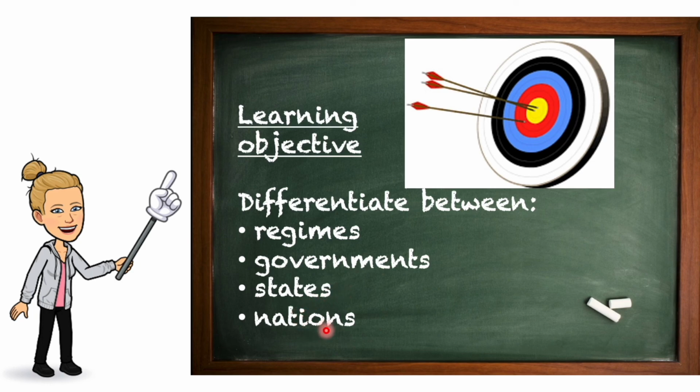And finally, nations are groups of people with shared characteristics. Remember, states can be nation-states with just one group of people with a shared identity, or multi-nation states where the government in that state rules over multiple nations within its territory.